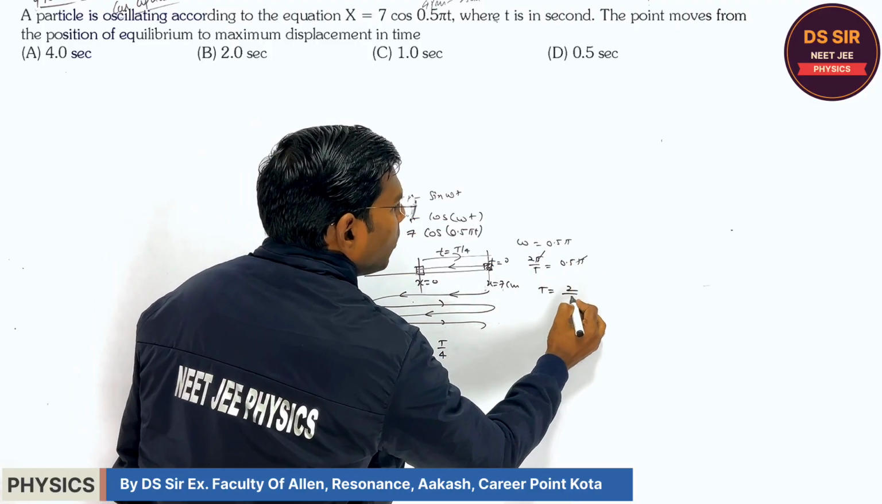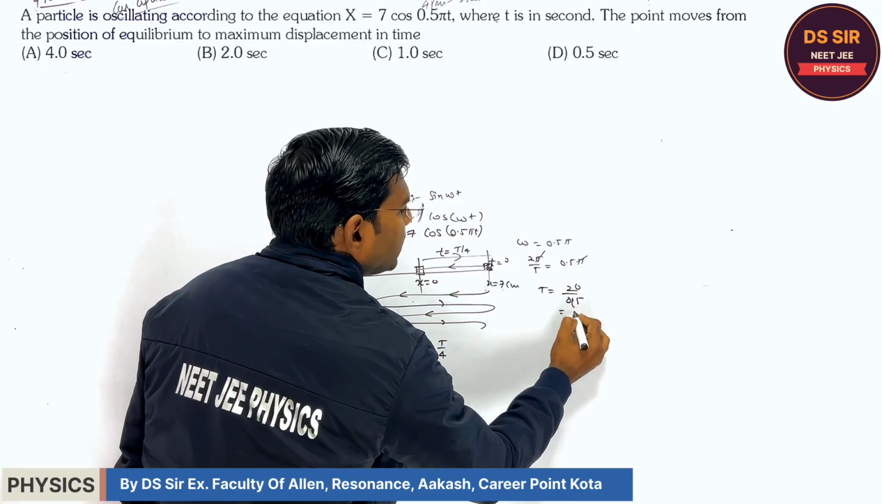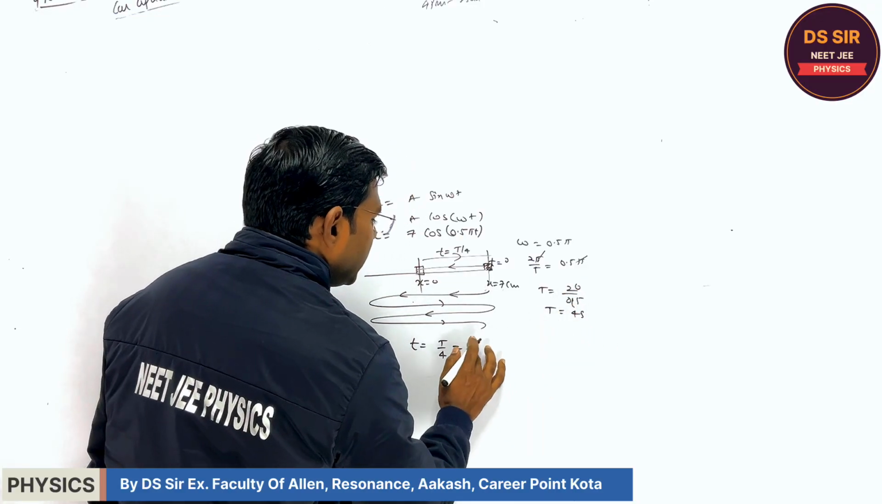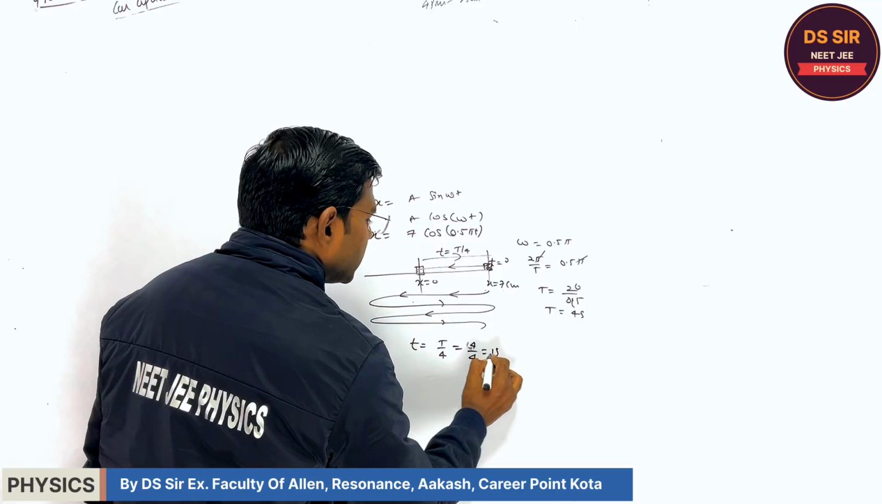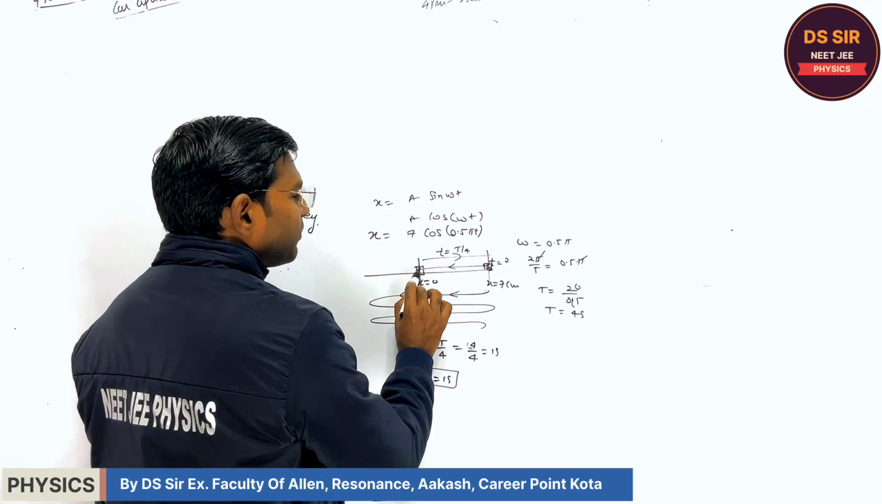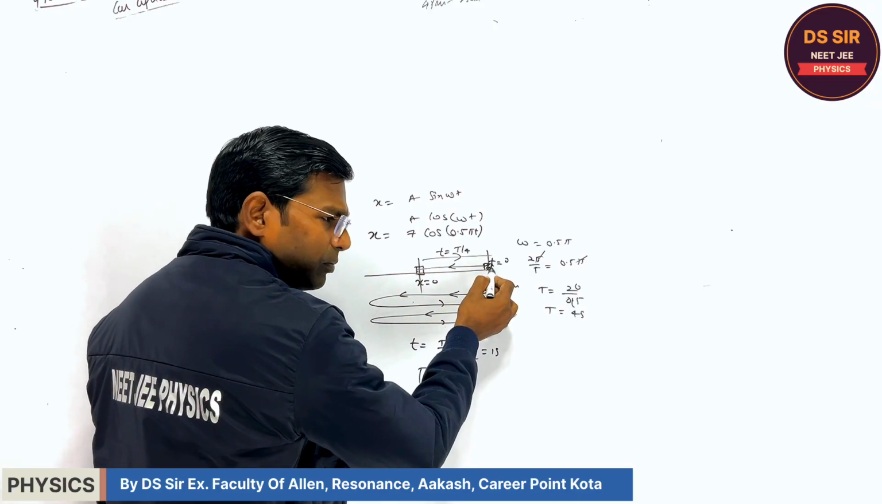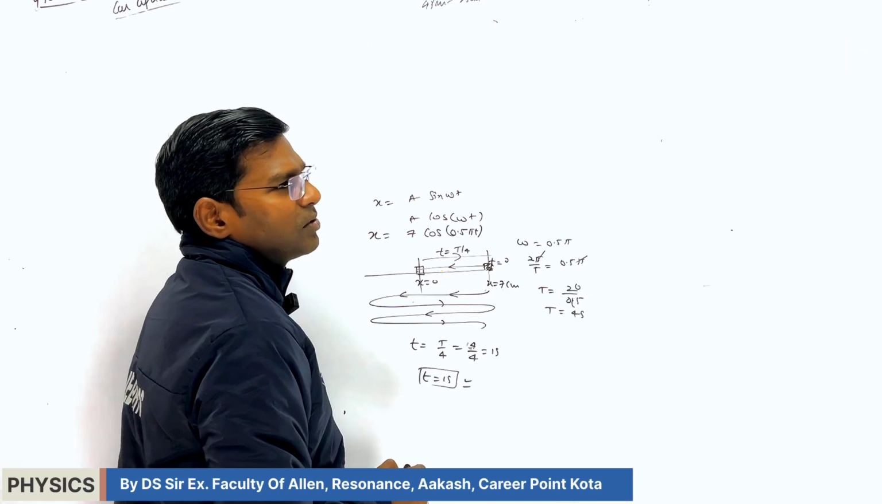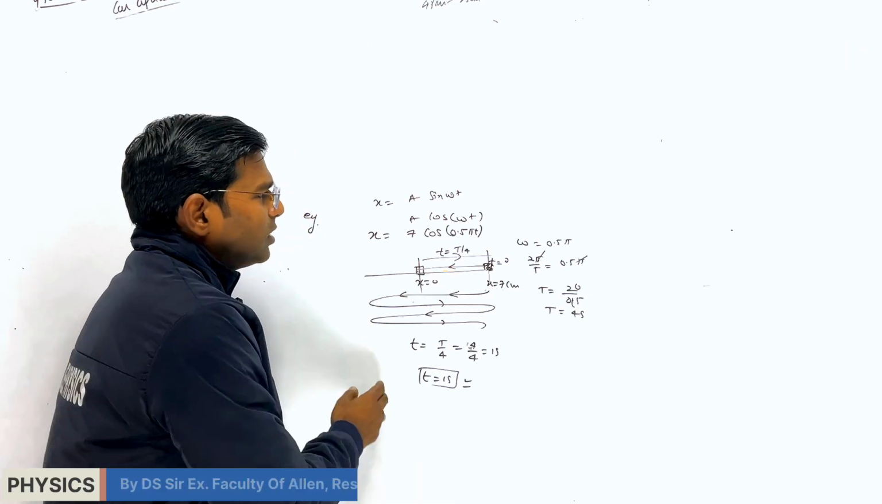So T is equal to 2 pi upon 0.5 pi, right? It is 4 seconds. So the time period is 4 seconds, right? So 4 upon 4 is equal to 1 second. What does it mean? It means the particle takes from mean position to extreme position, or extreme position to mean position, the time taken is 1 second, right? Copy this.